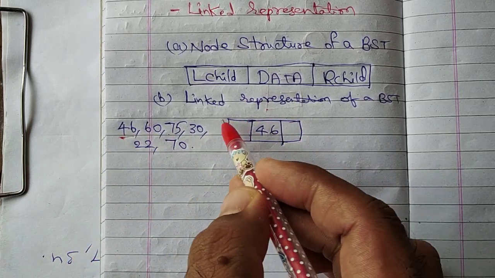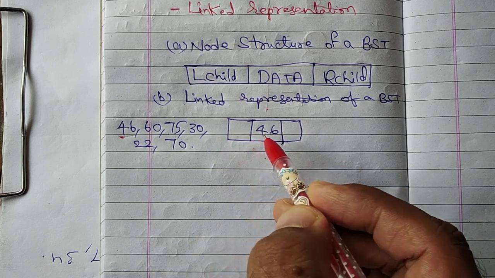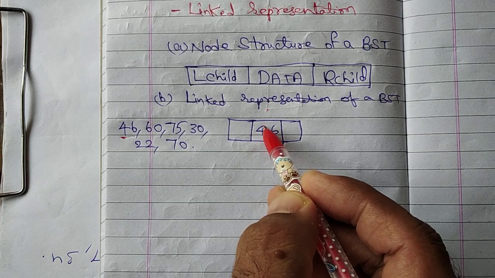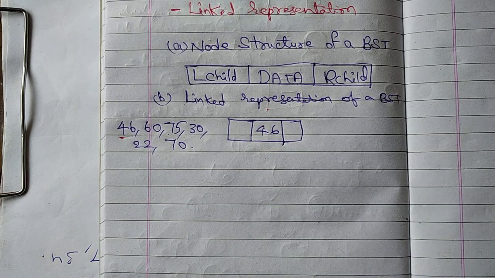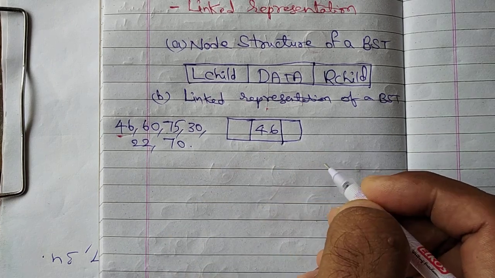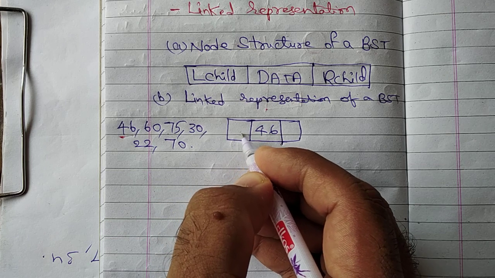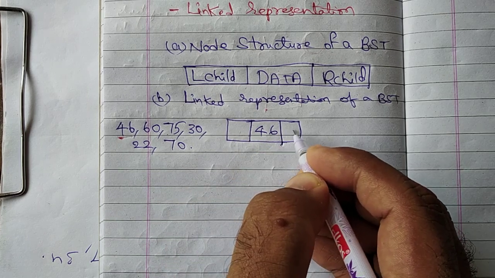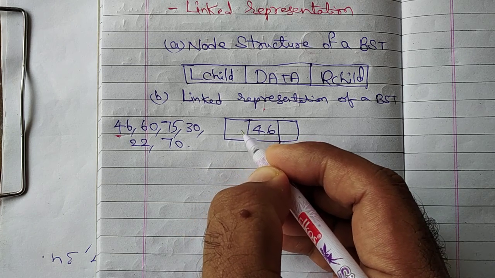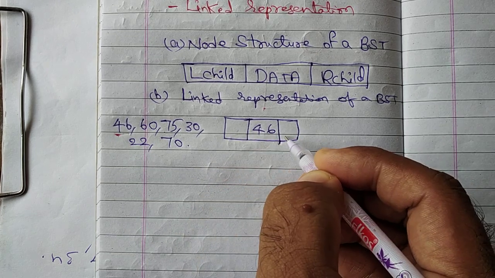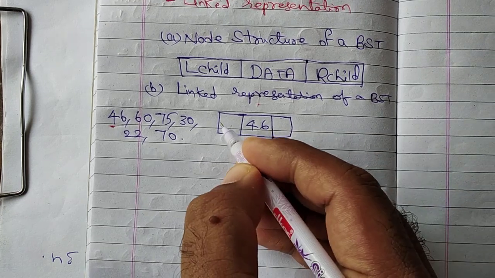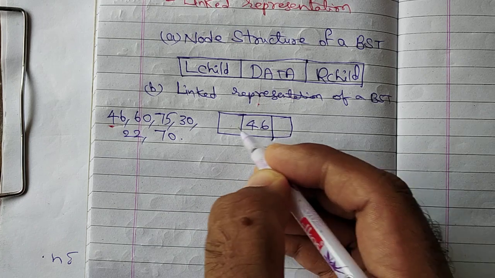So create a new node with a minimum of 3 fields. Where are we storing the data? 46 here itself. Initially there is no left subtree and no right subtree, so simply we will put null here, and null here also, which means it doesn't point to any subtrees. Simply put nulls on both sides.